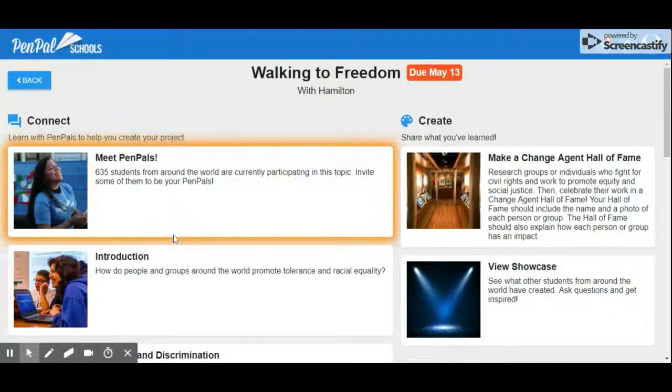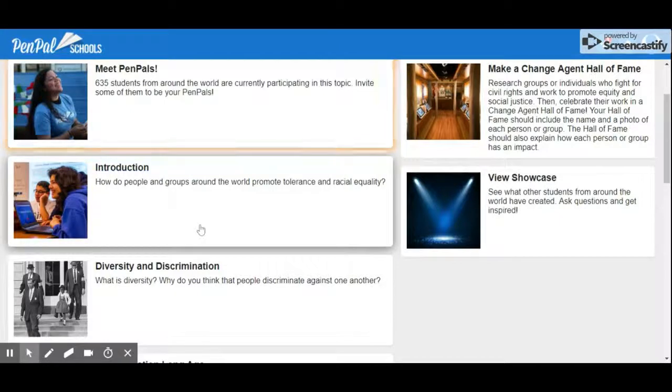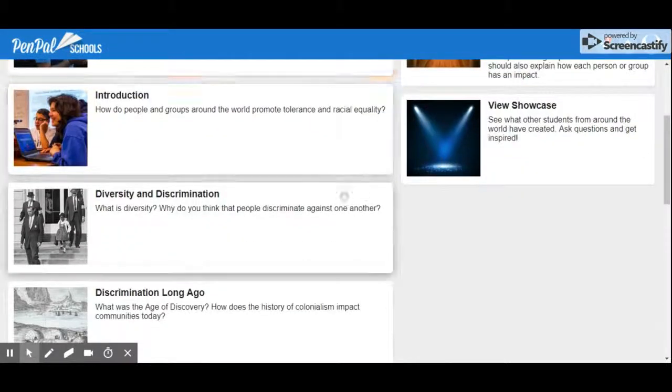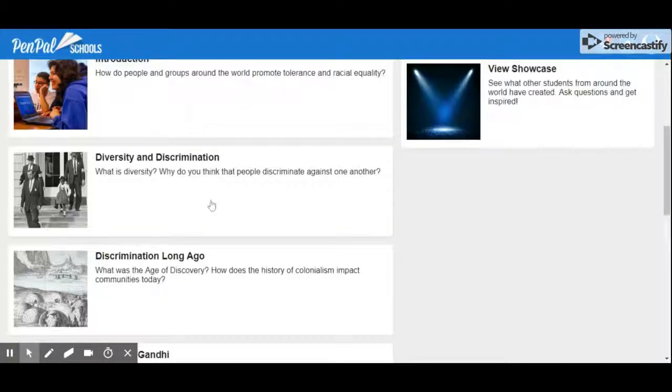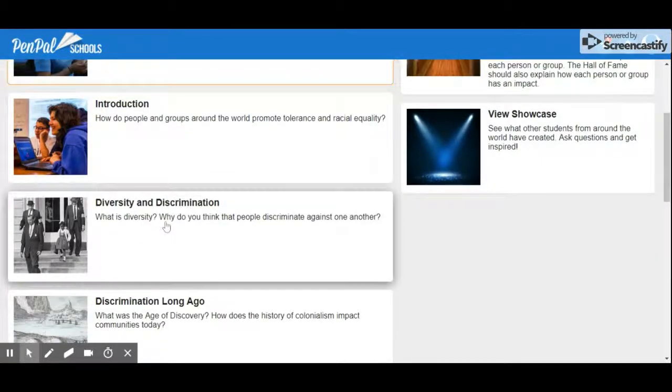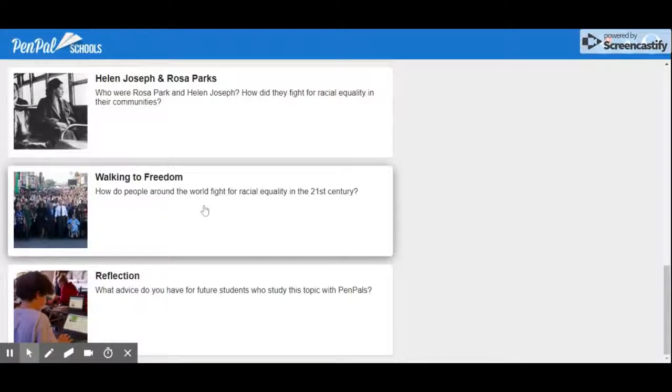My students are more focusing on their final project, which is the Change Agent Hall of Fame that they're using Pen Pal Schools for, but they're also working on introductions. They answer the question, how do people and groups around the world promote tolerance and racial equality? And then also, what is diversity? Why do you think that people discriminate against one another? So they have all these topics. Those two were the ones I had every student do, and they were allowed to pick other ones.